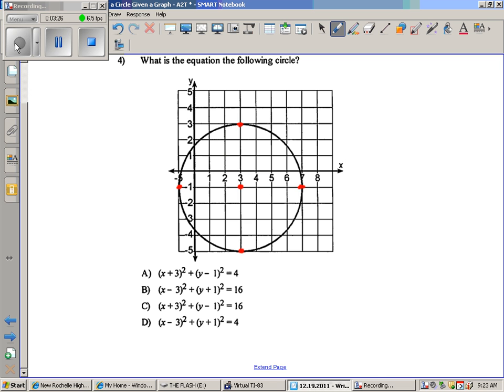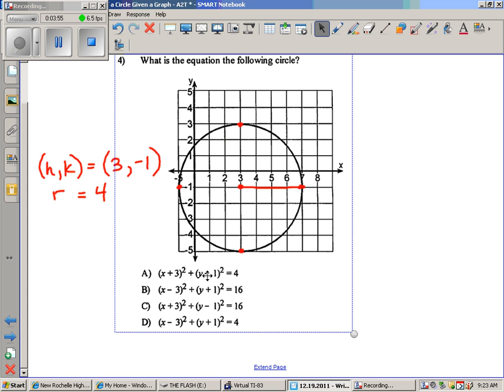Are we good? So okay, so H comma K equals how much? 3 comma negative 1. And what's the radius? How much is it? 1, 2, 3, 4. You literally just need to count on the sheet. The radius equals 4. Now, the question is which one of these equations is that? And here's where they screw with you. You have to watch out for these plus and minus signs.